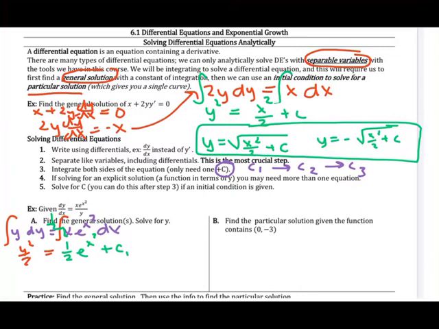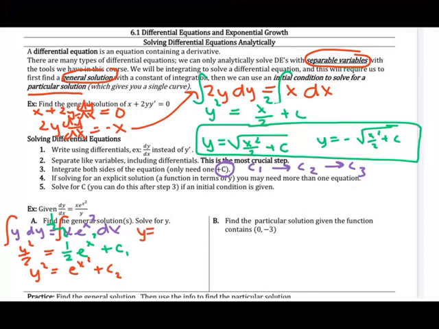Now I need to solve for y. So I need to multiply everything by 2. Instead of just changing my c1 to be 2c1, I'm just going to rewrite it as c2. So I multiplied everything on both sides by 2. And now, instead of writing 2 times c1, which you could do, but that seems sort of silly, C just represents any arbitrary constant. I'm just going to change it to be c2.